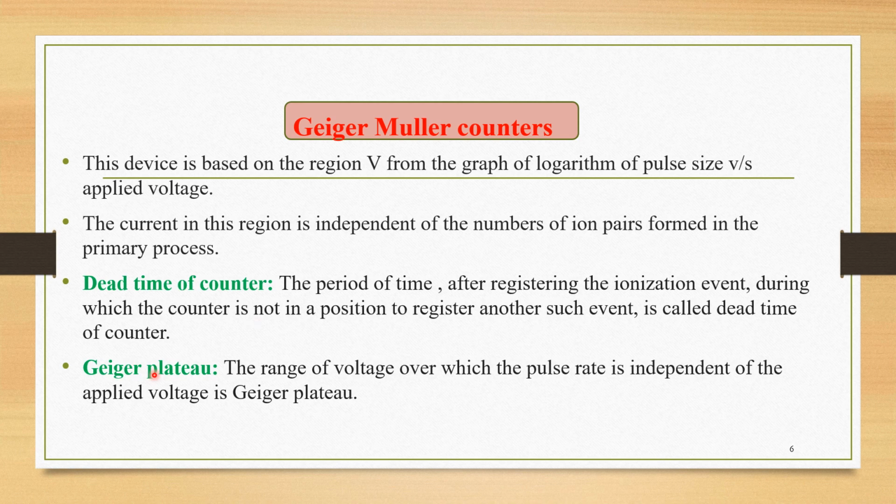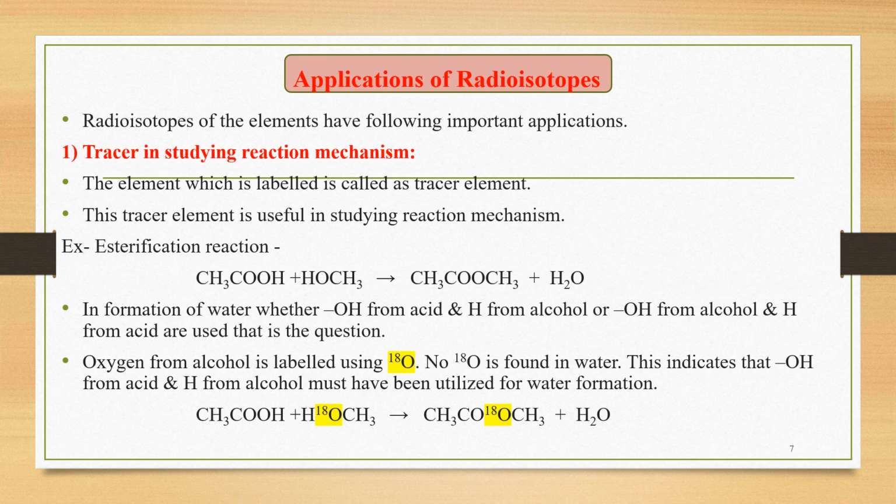The next important concept from this Geiger counter is the Geiger plateau. The range of voltage over which the pulse rate is independent of the applied voltage is the Geiger plateau. So the range of the voltage over which the pulse rate is independent of the applied voltage, at that situation, is called the Geiger plateau. So these are the three important types of counters, or we can say devices, for the measurement of radioactivity, in short.